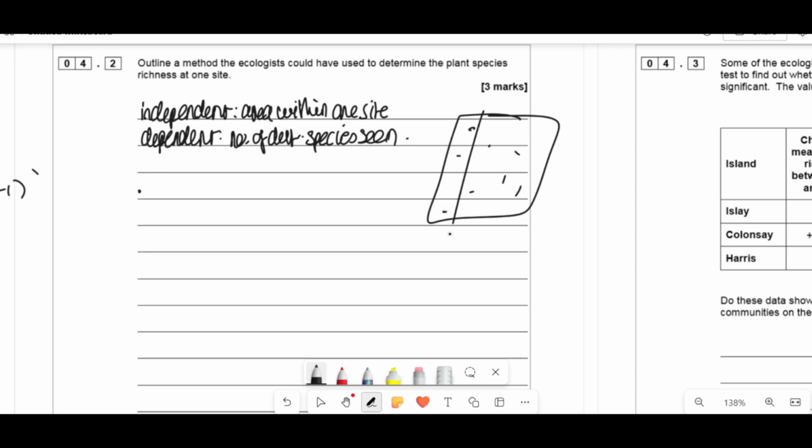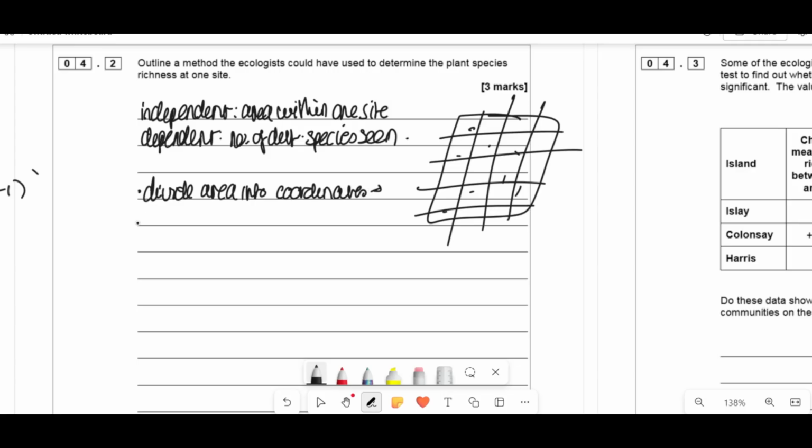So the first thing is we put this into an area like a grid like this and we choose coordinates, because then obviously no one's like, oh, I like to look at that area, I'll do that, to get rid of bias. So what you do is you divide an area into coordinates and then you use a random number generator to generate coordinates to sample. The reason for this is because this will avoid bias.